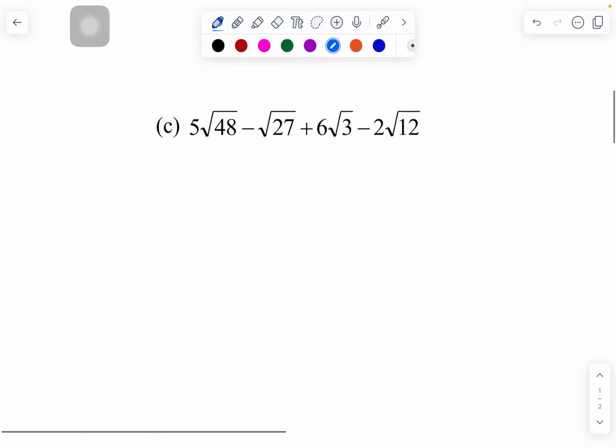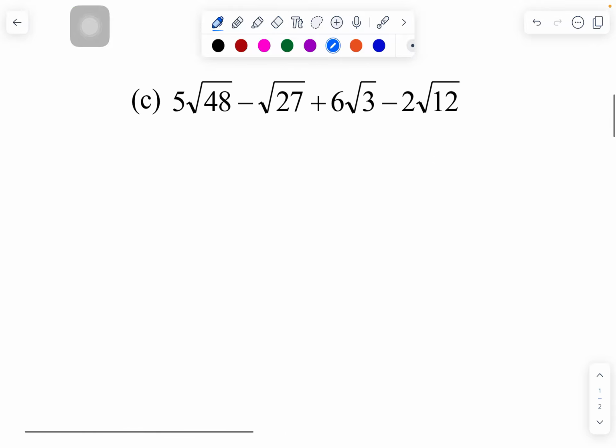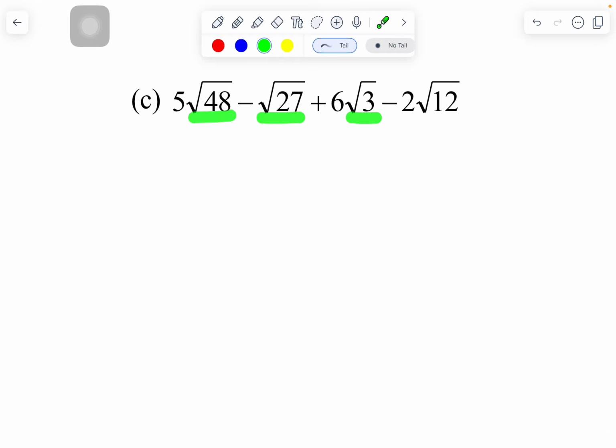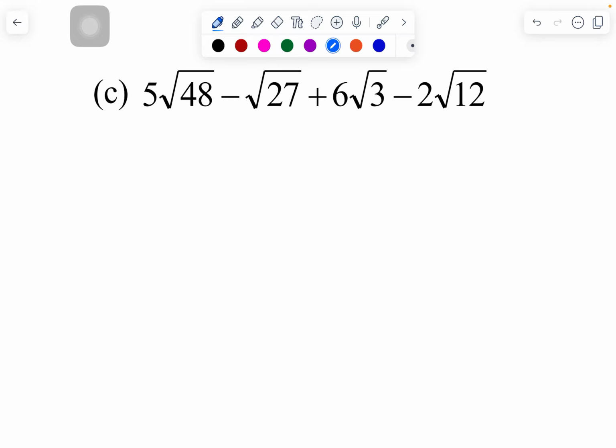Let's slide on down here to part C. Here we've got a root 48, a root 27, a root 3, and a root 12. They don't match, none of those match. So what we need to do is see if we can break up any of these roots, see if we can simplify any of them. For this one in part C, I am going to use perfect squares. We've talked about breaking up roots in the past, and I'm going to simply use my perfect squares to do so. So the 5 stays that.